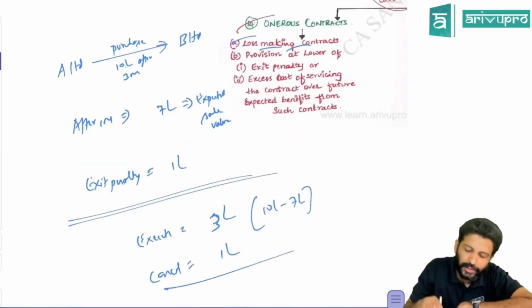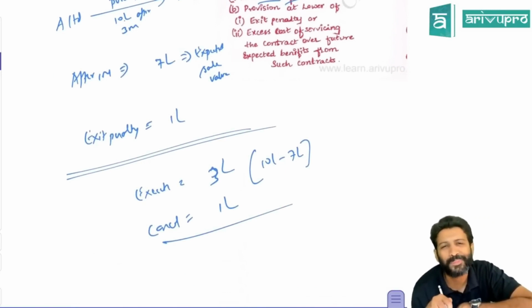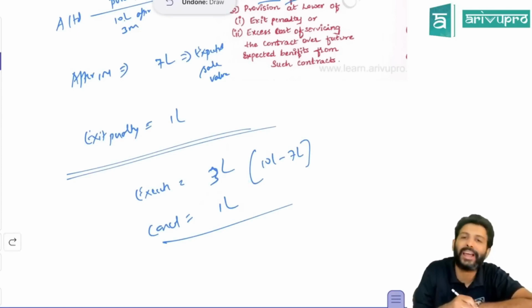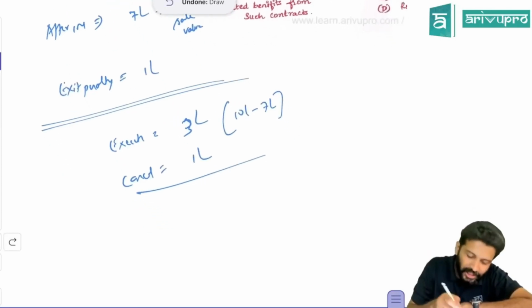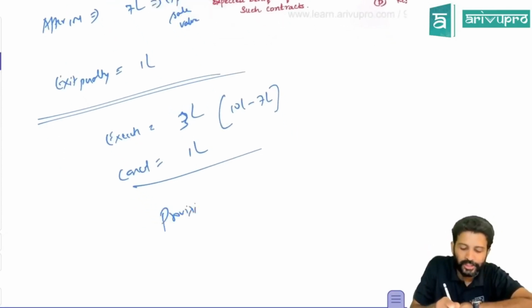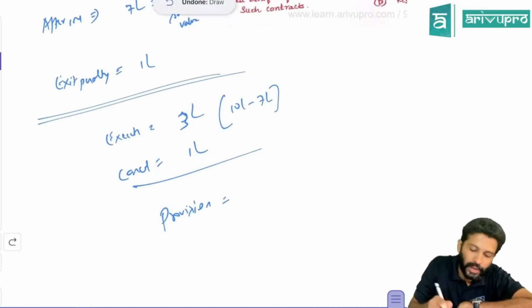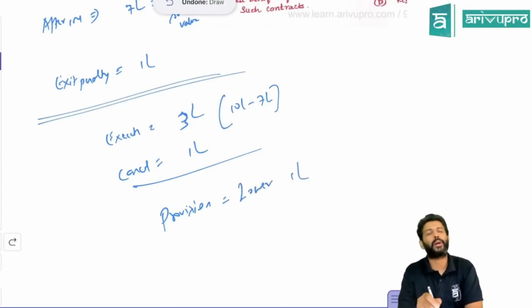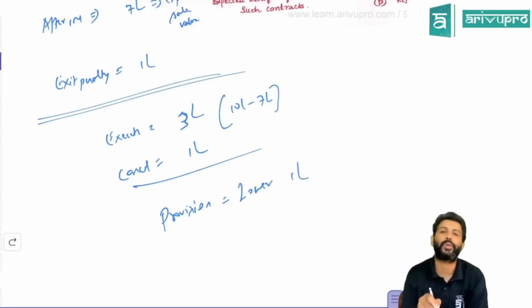Now you think, if you are a finance manager of this company, what will you do? Obviously, you look for that option which gives you a lower loss, correct? If you execute, 3 lakh loss. If you cancel, 1 lakh loss. Which is better? Cancellation. That's what IND AS 37 also says. You make the provision for the lower of the above two amounts. In my case, the lower amount is 1 lakh. So you will make the provision only for 1 lakh.